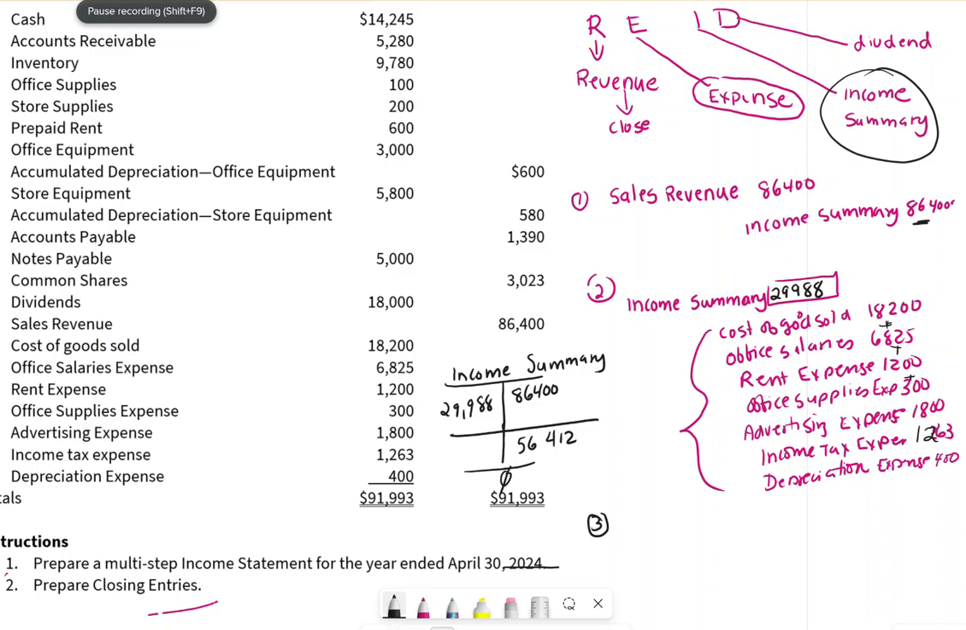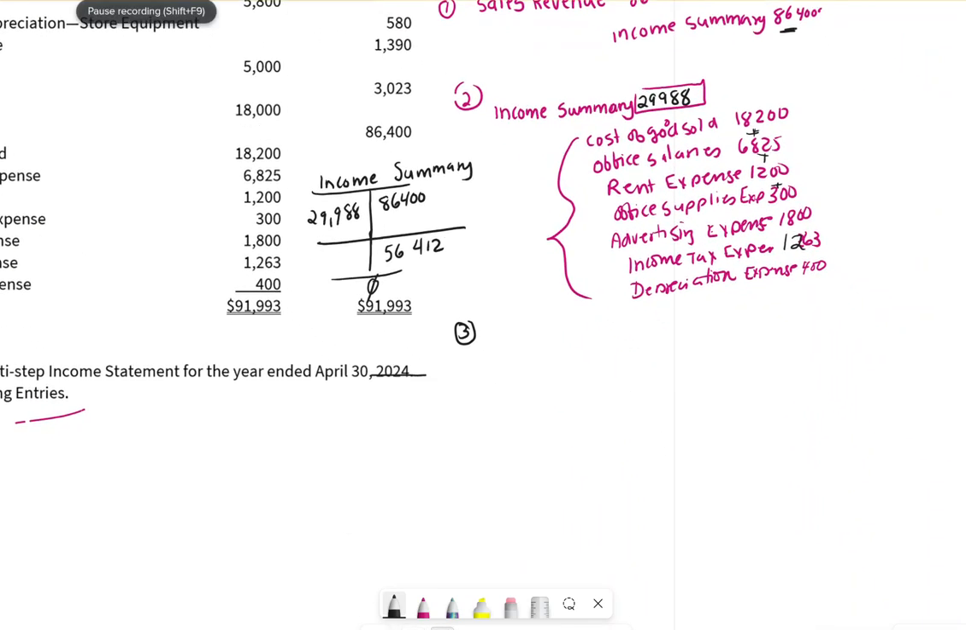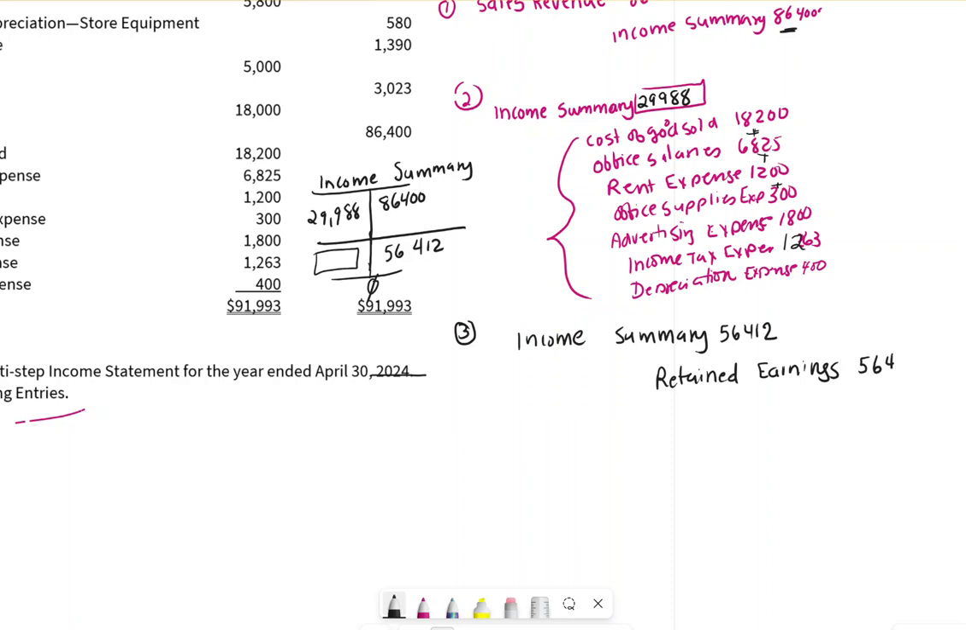So in other words, if the company has a net income, you will have retained earnings. So if you close it, you will have to debit this account. I will debit the income summary, and the amount of the income summary will be 56,412, and my credit will be retained earnings. So it will be my retained earnings, and that will be 56,412.